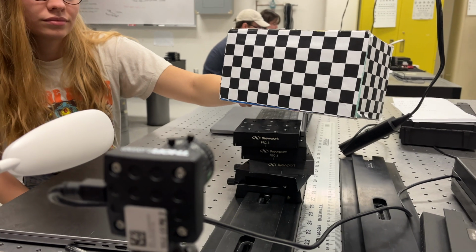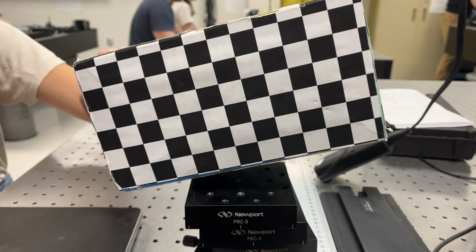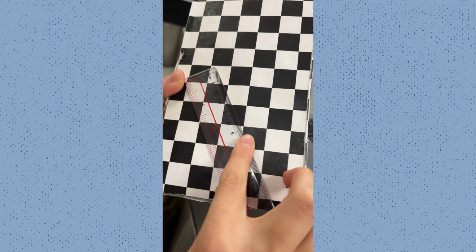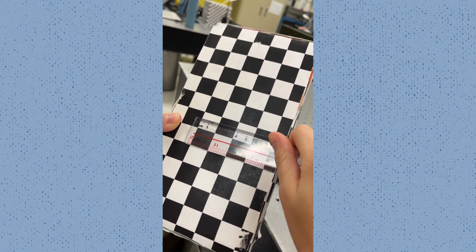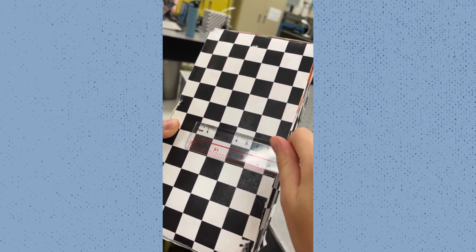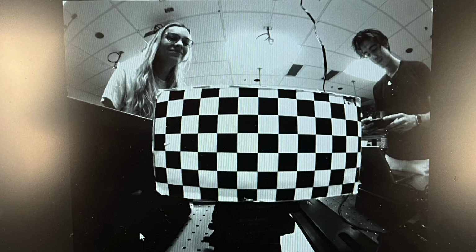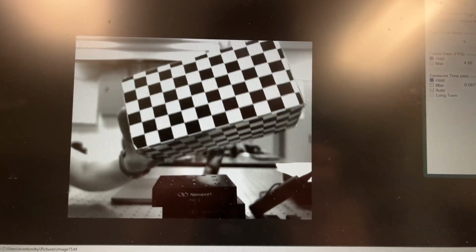For the next part of the experiment, we wanted to measure the intrinsic camera properties, and so we did this by using a tissue box that had been covered in the checkerboard pattern. We also measured the squares in the tissue box to be 18mm by 18mm. We then took 15 images with both lenses so that we had multiple different angles and orientations of this tissue box. Then using a MATLAB code, we were able to calculate these intrinsic camera properties that you see here.